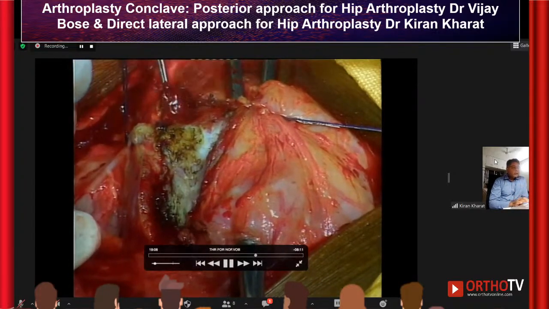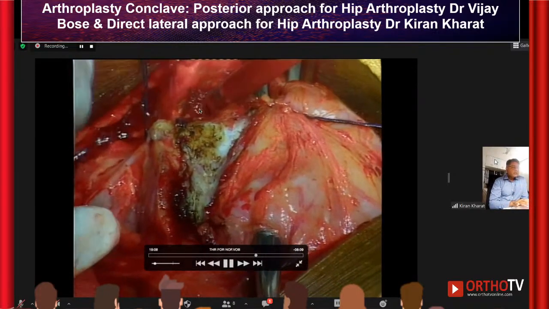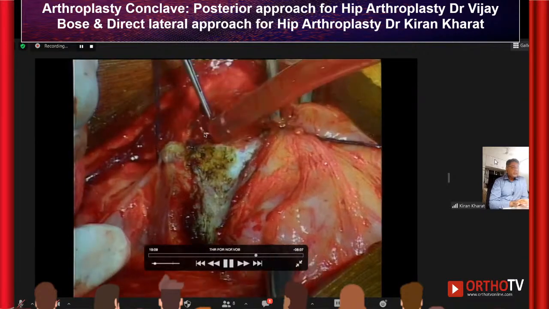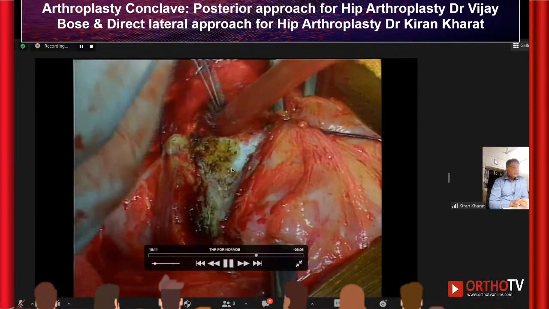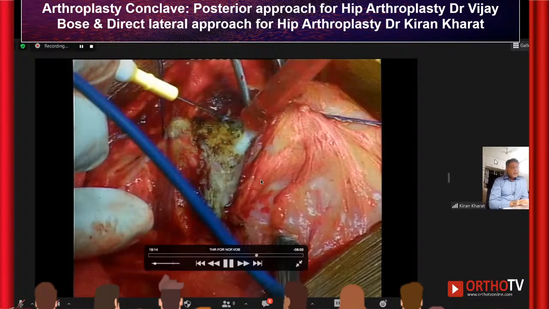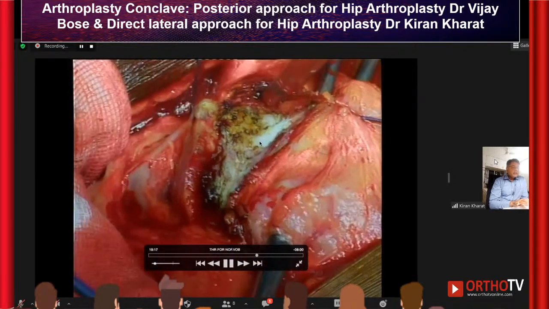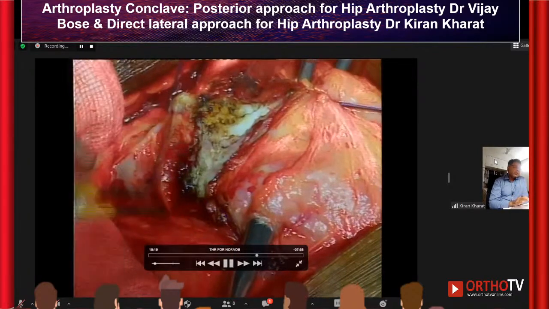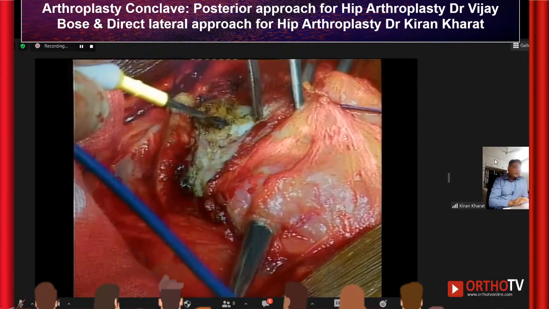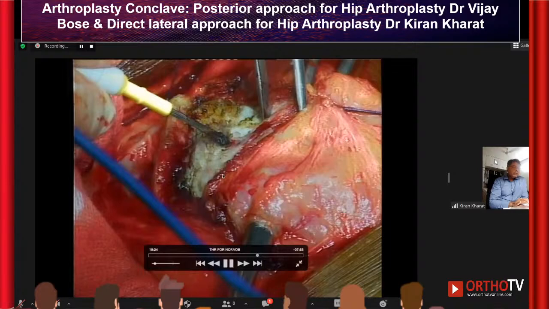And here you can see the bleeder has started making its presence felt, and the circumflex artery has to be cauterized, otherwise it will leave a hematoma behind. I'm gradually extending in the front of the neck, and the assistant is gently externally rotating, as you can make out from the tension on the gluteus medius.